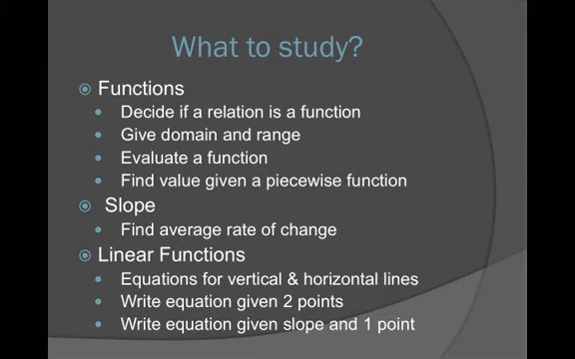For linear functions, make sure you can write the equations for vertical and horizontal lines. Which one of those has zero slope, which one has undefined slope. Make sure you can write the equation given 2 points. This is exactly like the Google stock problem from Amazing Race. And make sure you can write the equation given just a slope and 1 point.